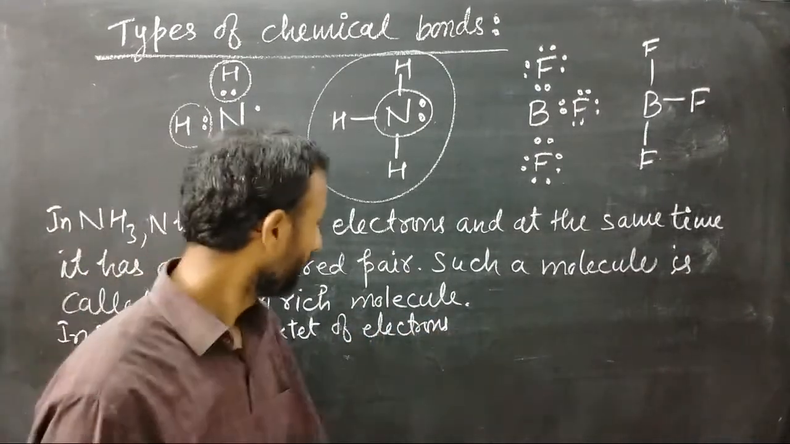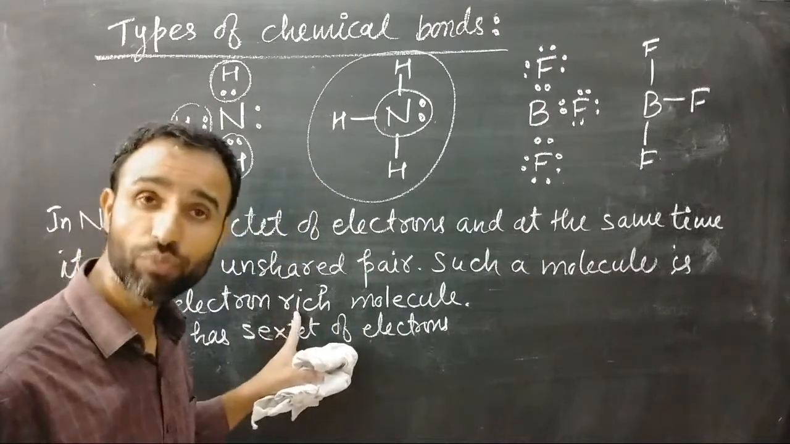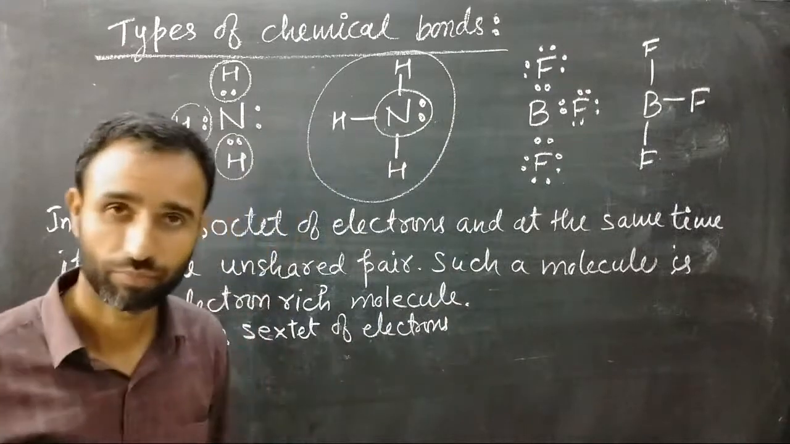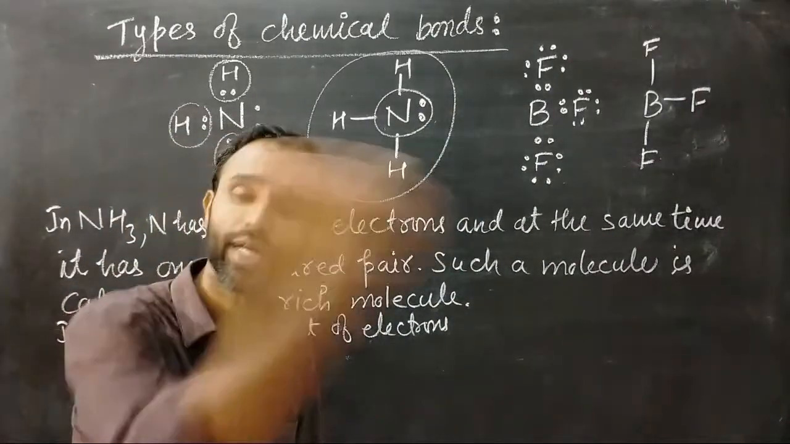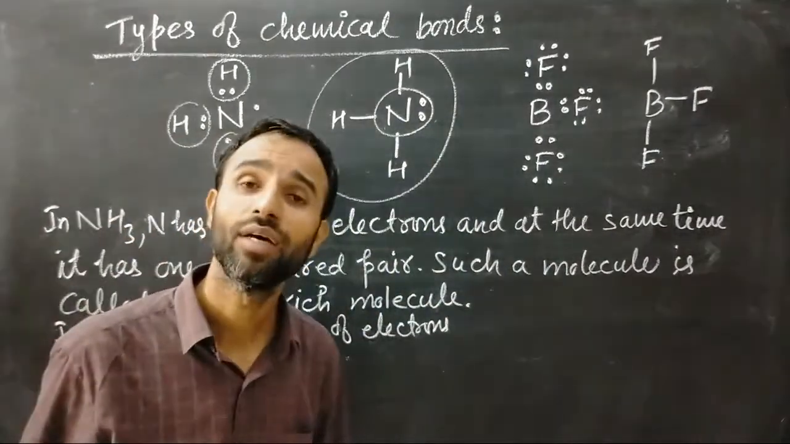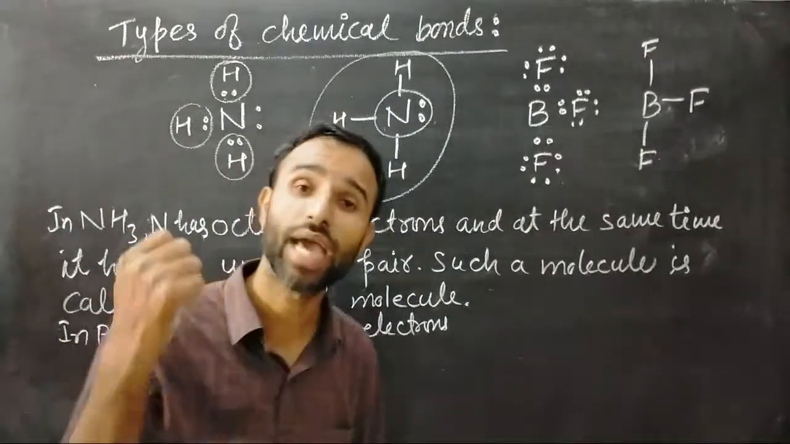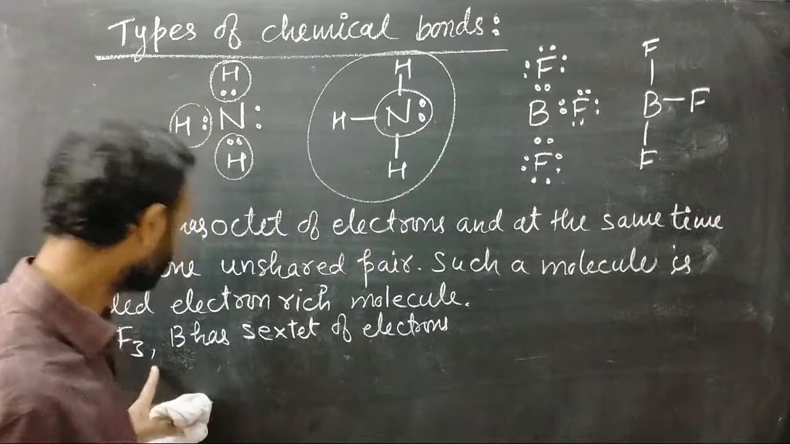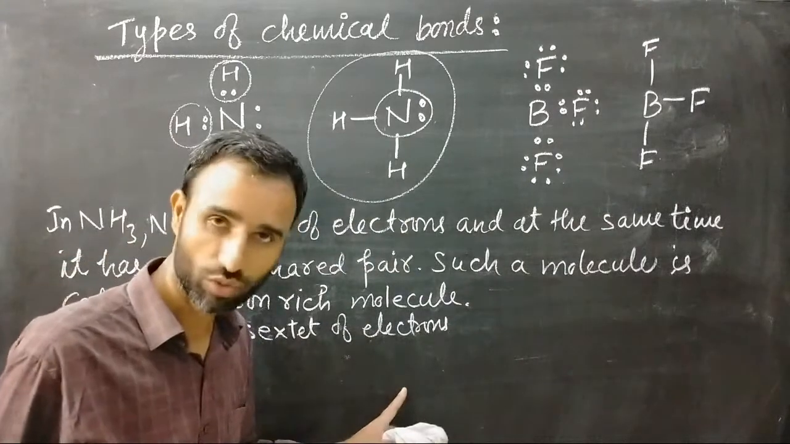Means, say, ammonia is electron rich because it can donate this pair. So it can share this pair with any other molecule, not donate, but share. But BF3, boron has 6 electrons.